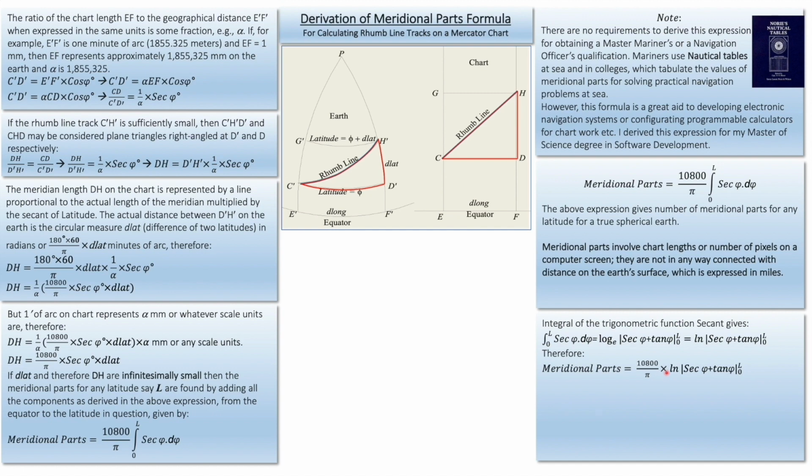The integral with limits of the function secant of phi is equal to the natural logarithm, with the limits, of secant of phi plus tangent of phi from 0 to L. Natural logarithm, or logarithm with base e, is written as Ln. Solving the limit, we can see that tangent of 0 is 0 and secant of 0 is 1. So the last expression becomes natural logarithm of 1, which is also 0. So the whole expression becomes meridional parts equal 10,800 divided by pi times natural log of secant of latitude plus tangent of latitude.